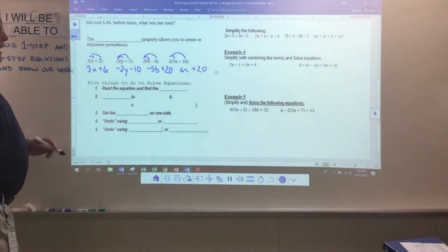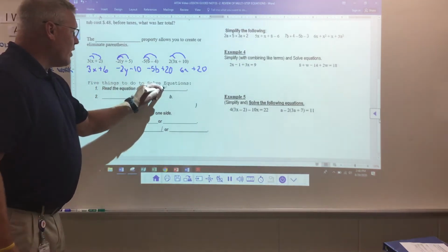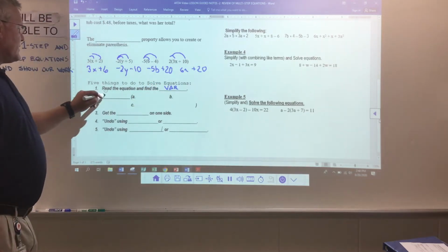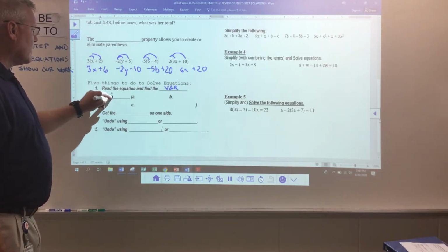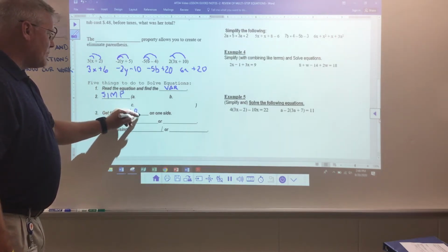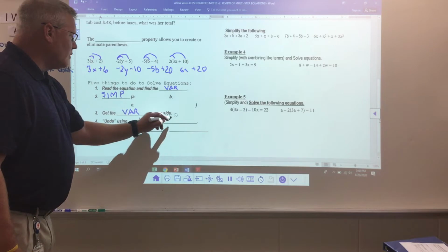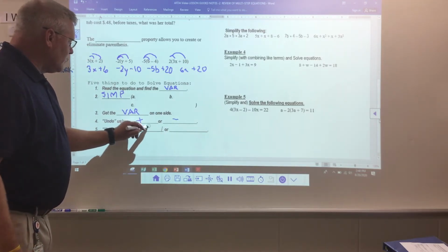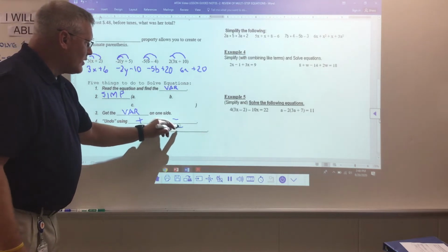Now, remember this from the other day. I'm going to abbreviate some of this. Read the equation and find the variable. Simplify. Get the variable on one side. You can type it all out if you want to. And undo using addition or subtraction. Then the last thing is undo using multiplication or division.